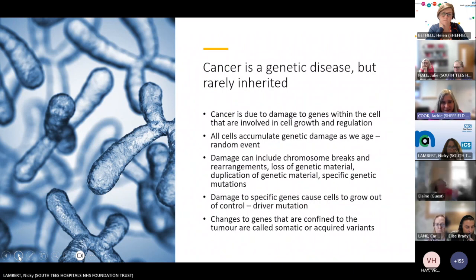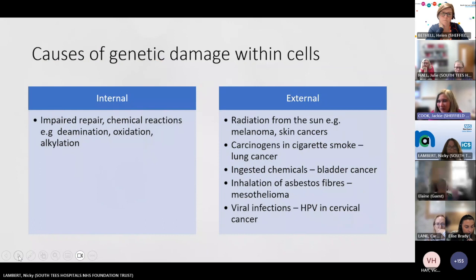Next slide, please. So, okay, I've just said we're accumulating all of this genetic damage within cells. Well, how does that happen? Why does that happen? And there are a number of reasons. It can be internal within the cell. So there are lots of chemical reactions going on in cells, and some of those cause changes to our DNA, such as loss of amine, so deamination, or oxidation or alkylation, a lot of which is repaired, but if it isn't repaired, then that will result in a permanent damage to that gene.